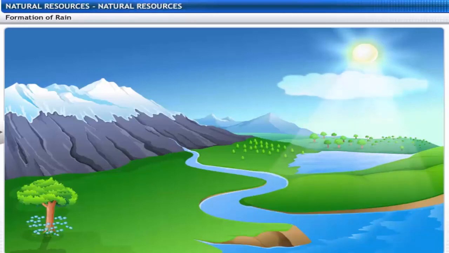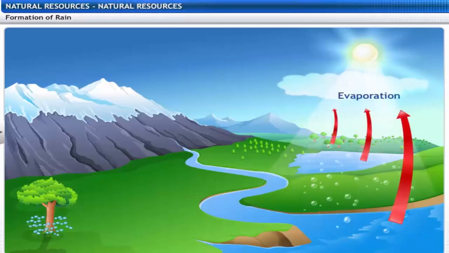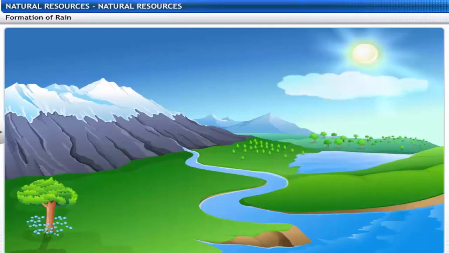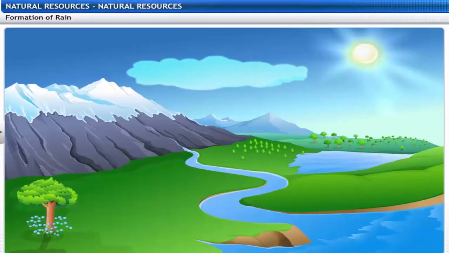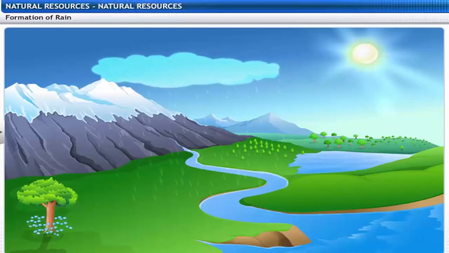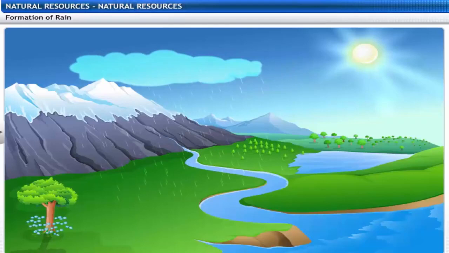Water bodies get heated during the day and water evaporates into the air. Hot air rises and carries the water vapor with it. As the air rises, it cools. This causes the vapor to condense into tiny water droplets. When these droplets grow bigger, they fall down as rain. This process is called precipitation.